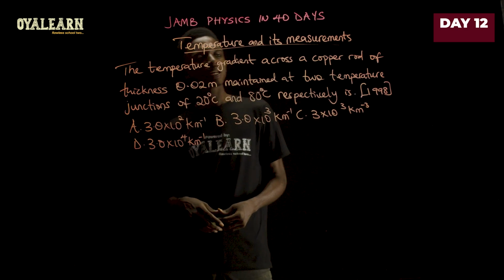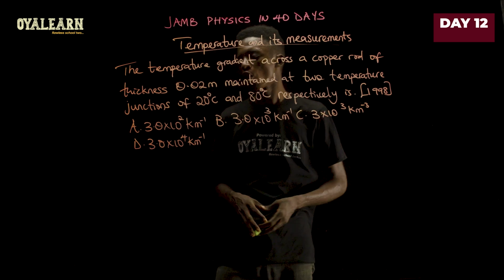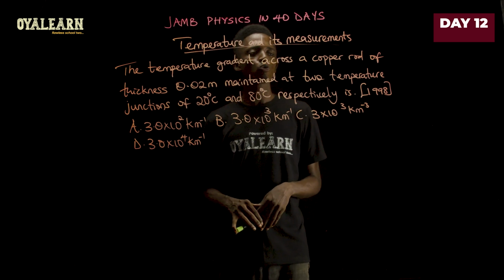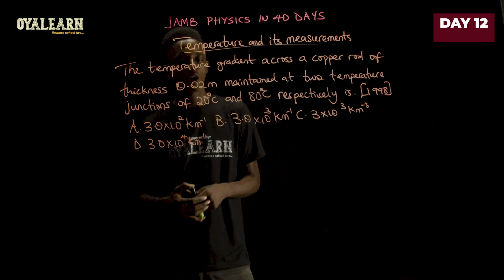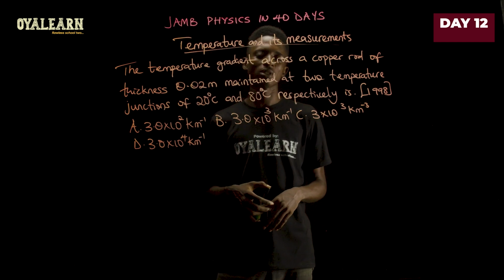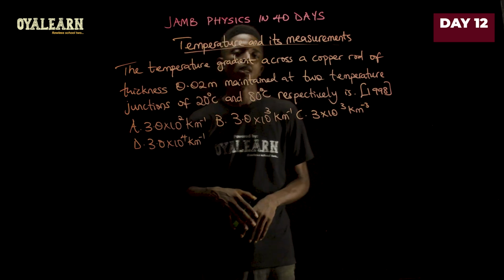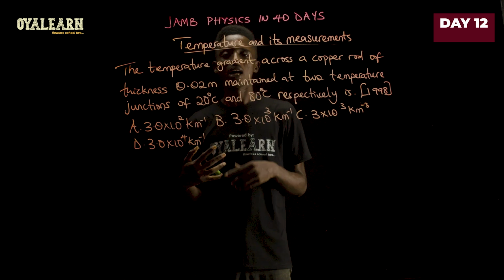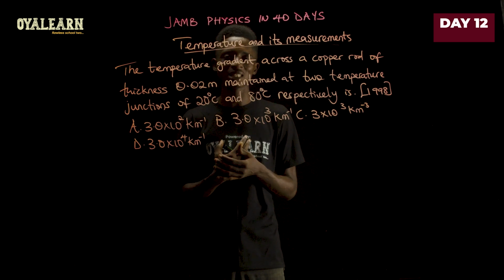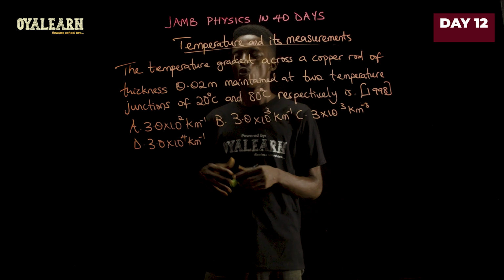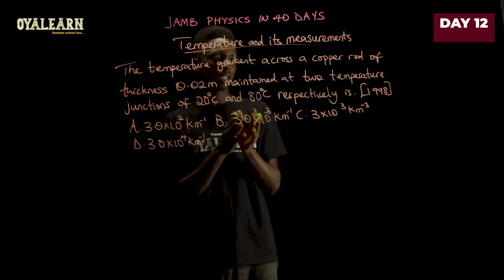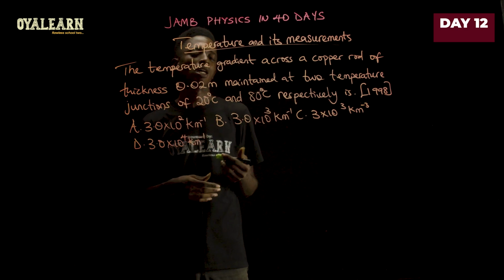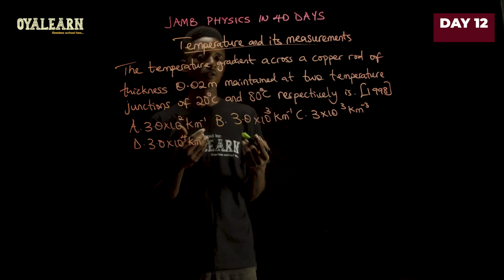The temperature gradient across a copper rod of thickness 0.02 meters maintained at two temperature junctions of 20 degrees Celsius and 80 degrees Celsius respectively is. Now, temperature gradient is the rate at which temperature changes over a stated distance. If you look at what we have in the options, you see that the unit there is in Kelvin per meter. So normally we should convert this to Kelvin.